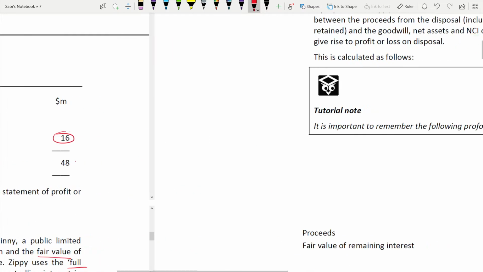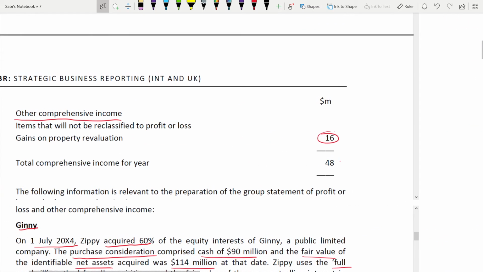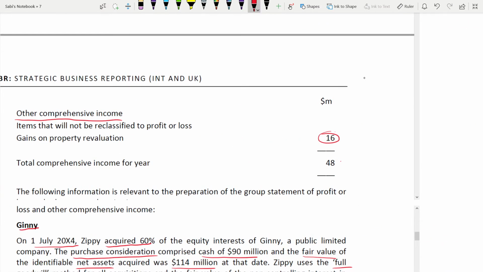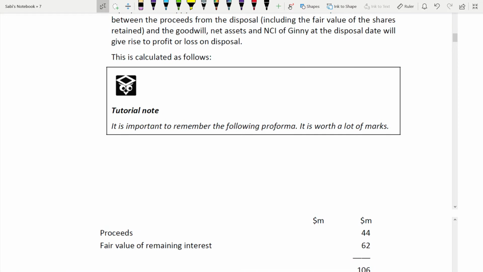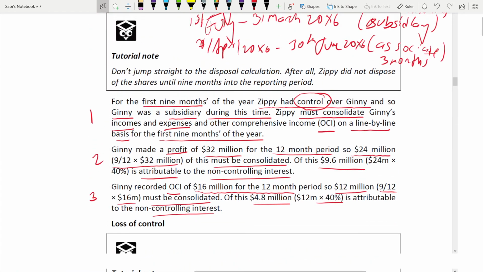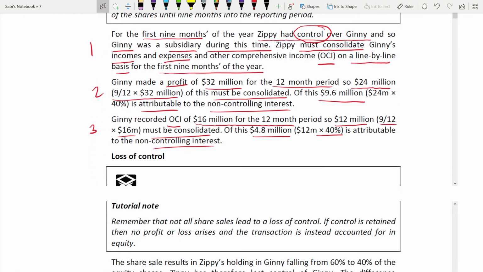So be very, very careful that you are not taking the total comprehensive income. Many students make this mistake. They take the 48, the total comprehensive income, which is absolutely wrong. It is OCI, not TCI. I hope I don't have to keep on repeating the same thing over and over again. Now let us go to the second thing, which is disposal. We are over with the acquisition part.